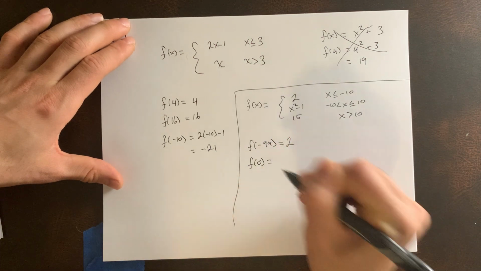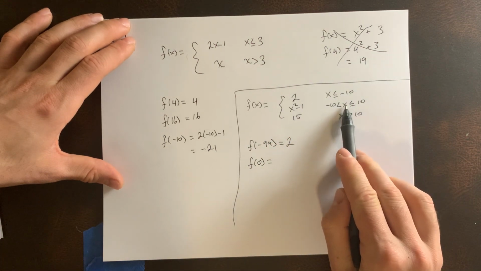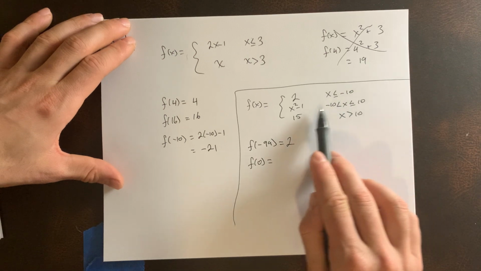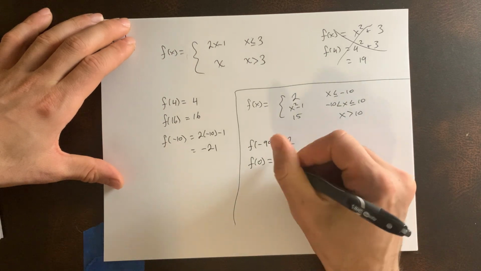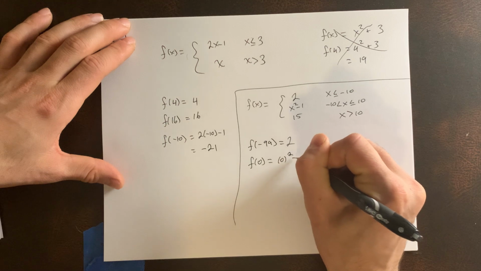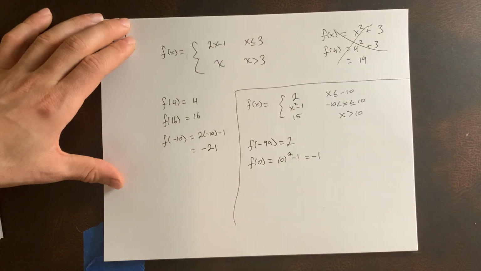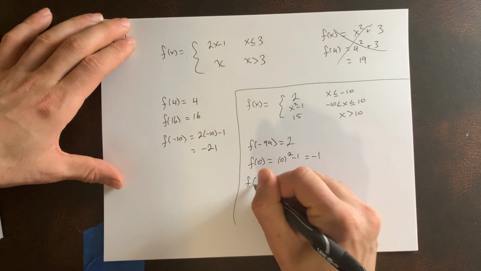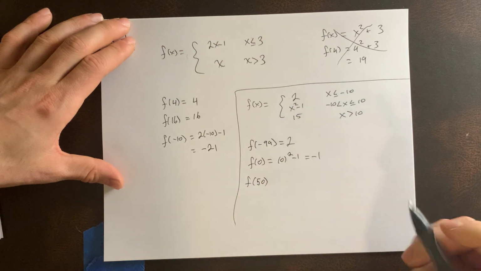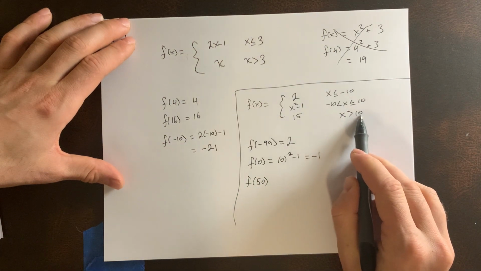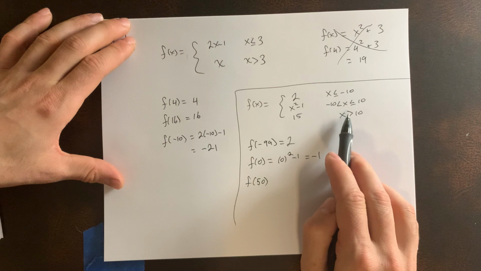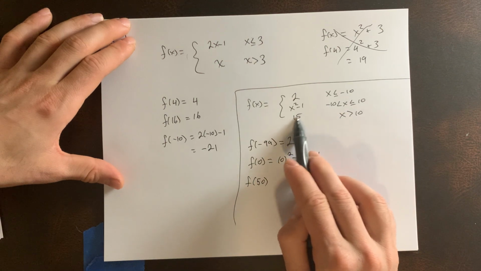f of 0. 0 is in between minus 10 and 10, so we plug 0 into this equation. We get 0 squared minus 1, which is equal to minus 1. And let's say f of 50. 50 is bigger than 10, so we use this equation. Whenever you plug in a number bigger than 10, the answer is just 15.